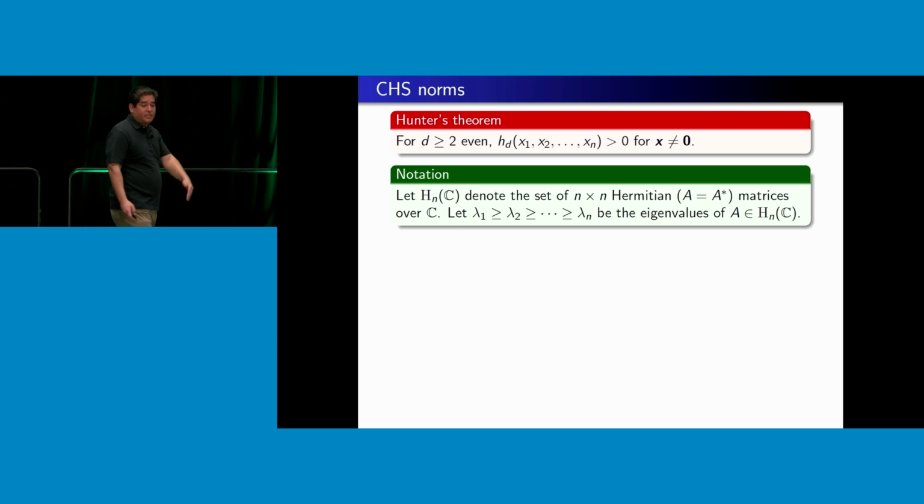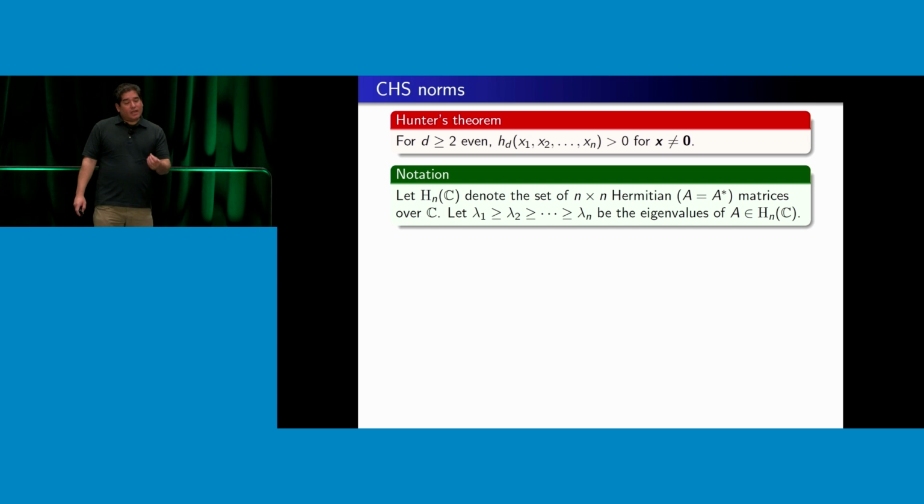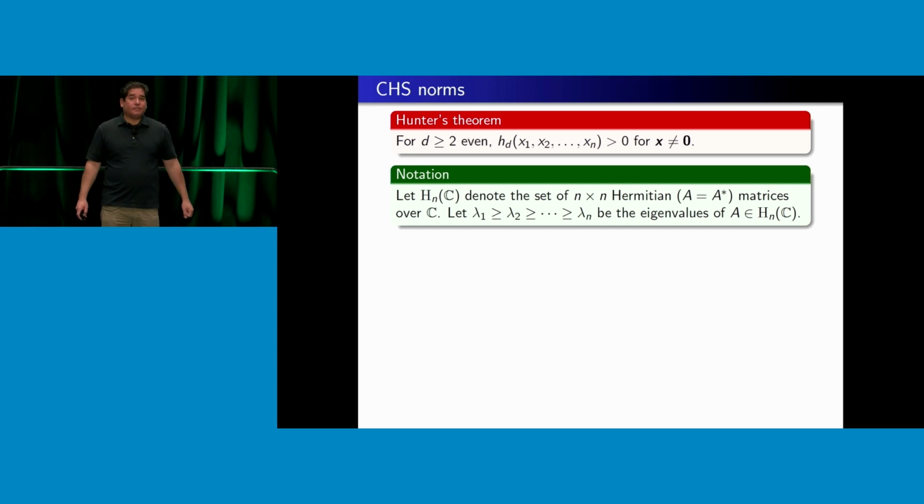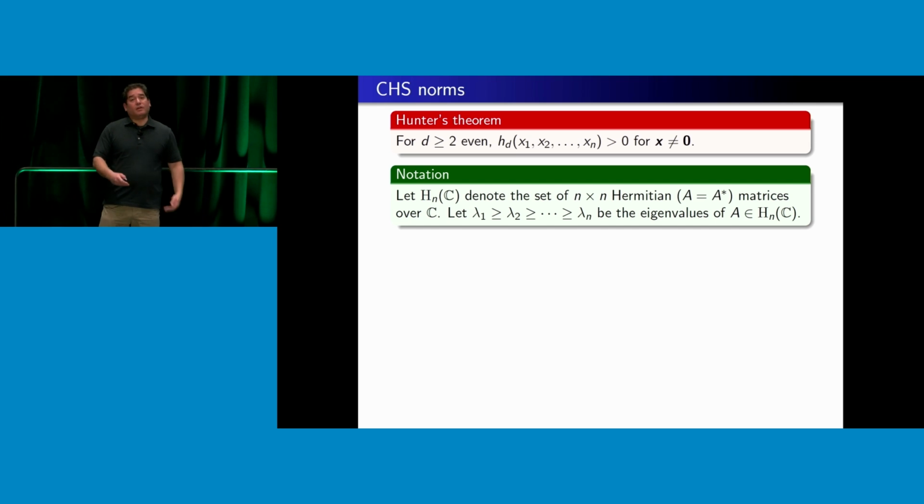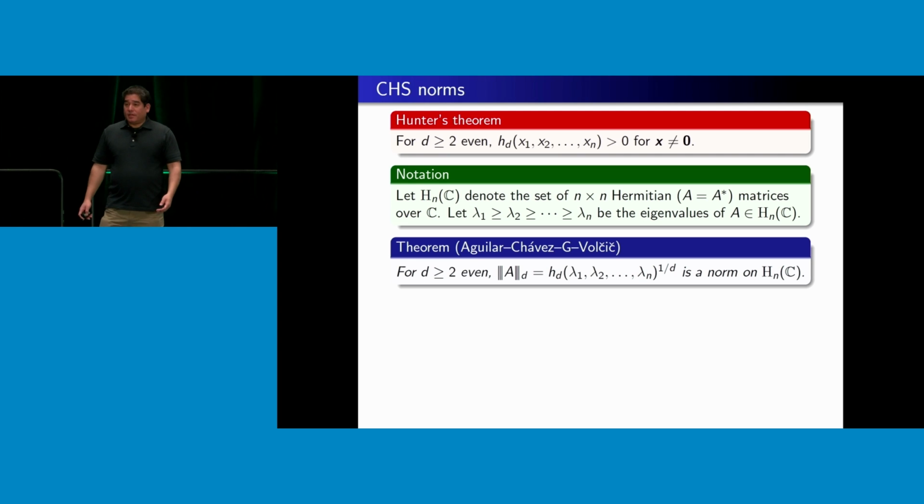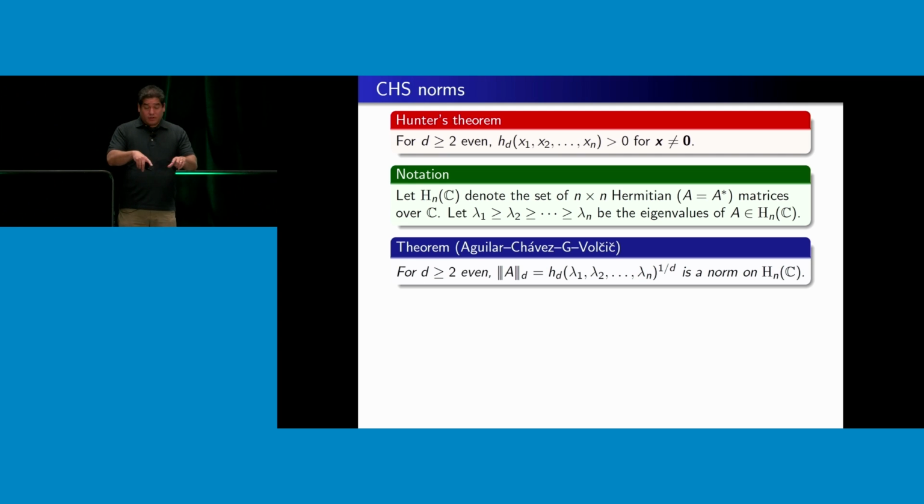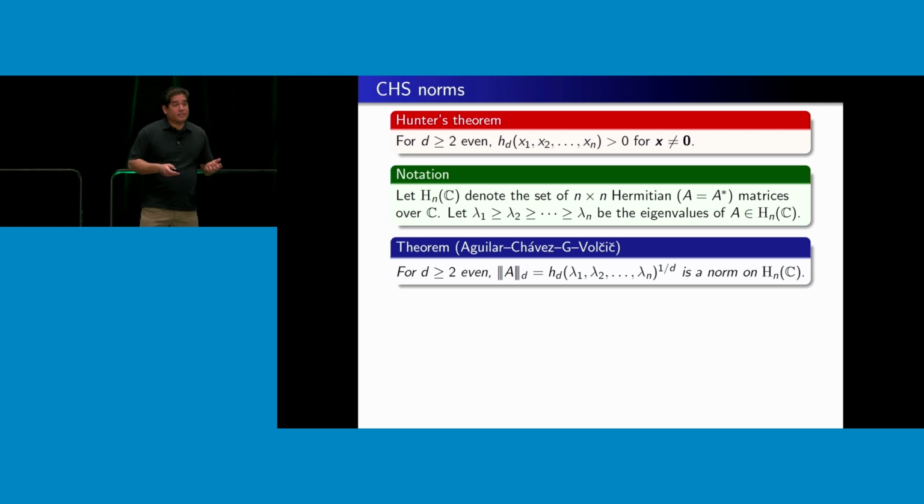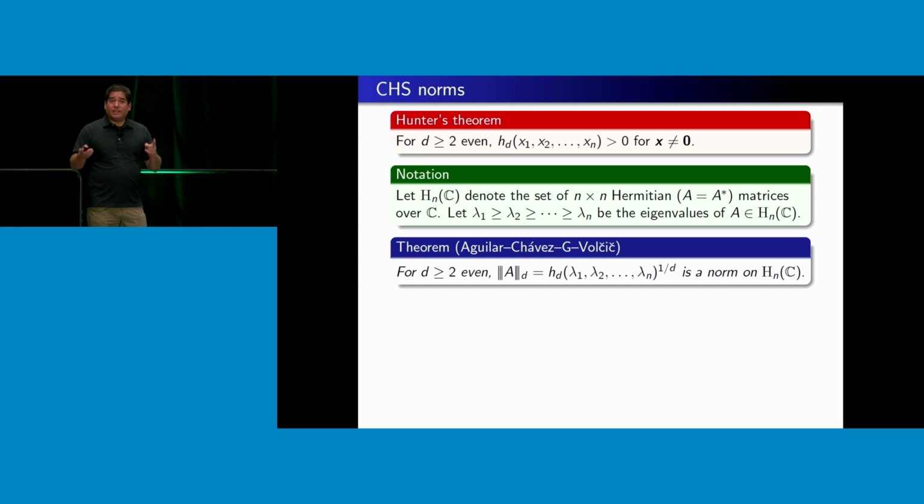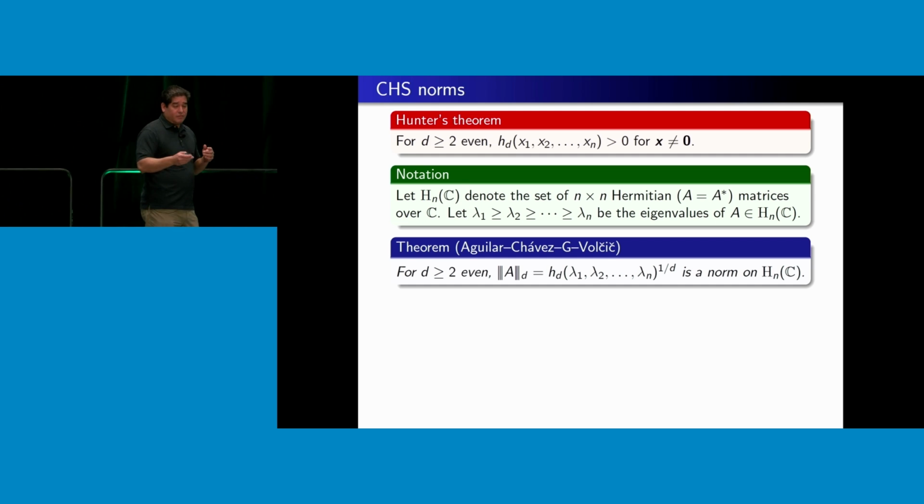I can throw them into a CHS polynomial. And it turns out it's more than just a positive function. It actually defines a norm on the Hermitian matrices. Because if you plug the eigenvalues of your Hermitian matrix into your CHS polynomial and take the appropriate root, you get a norm on the Hermitian matrices. That means it satisfies a few axioms. The triangle inequality is the trickier one. I'll try and touch on that in a little bit.